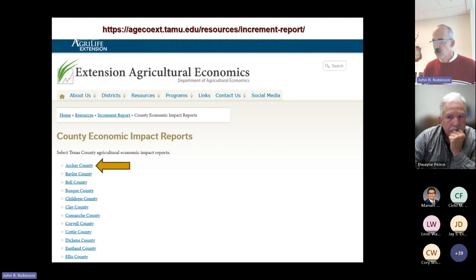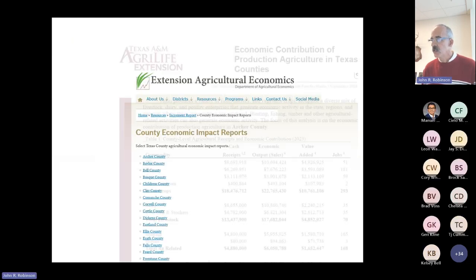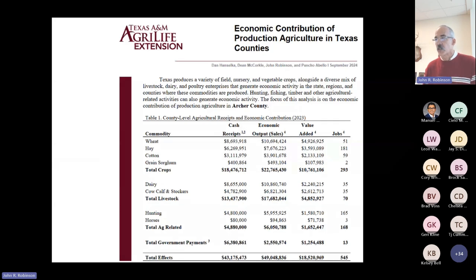Here's the one for Archer County. Looks like that. And all the other counties look similar, they just have different numbers. Now, these guys are in the process of doing this for every county, all 254 counties, using 2023 data. And I'm told they won't be finished for all the other counties till probably early 2025. But it's going to become basically an automated process.